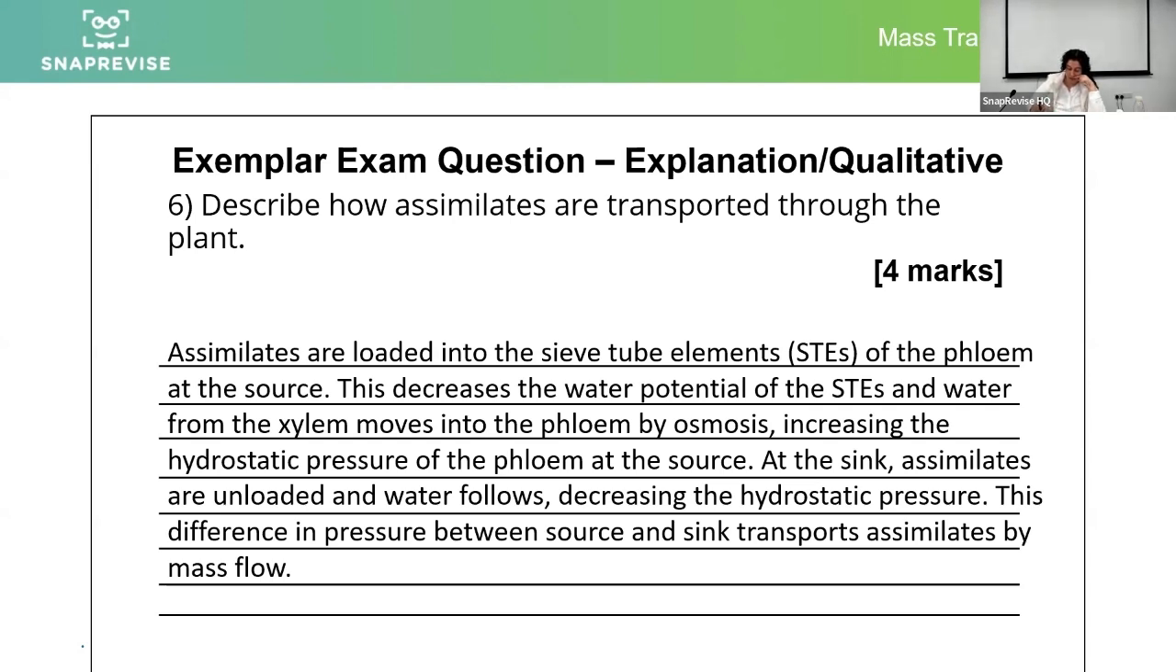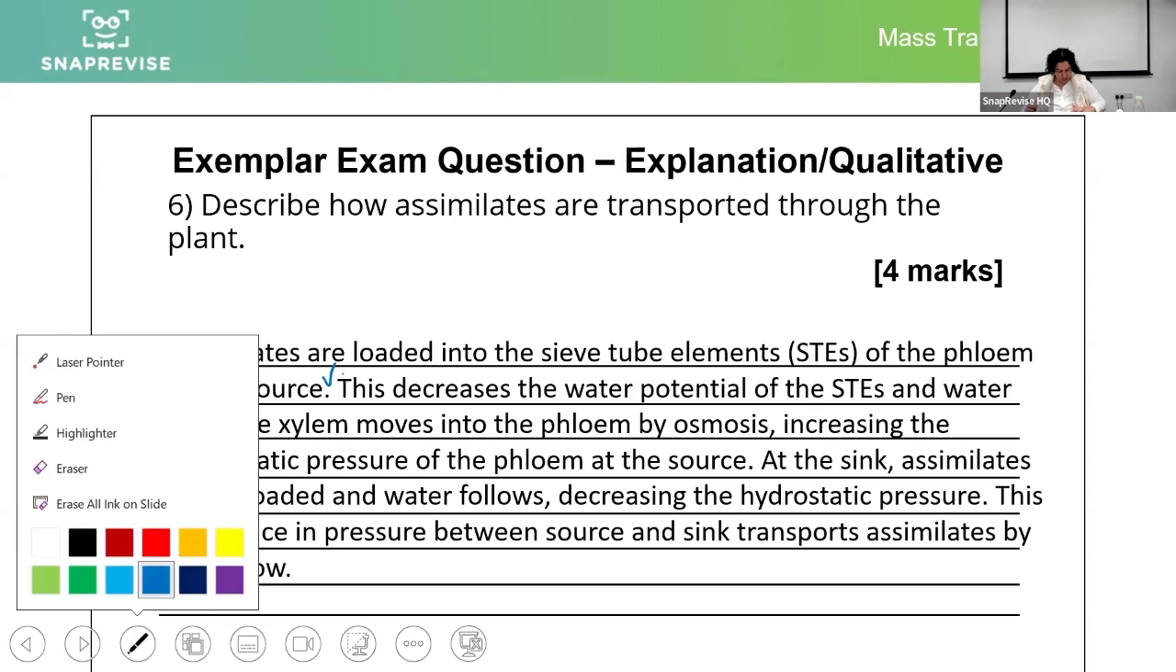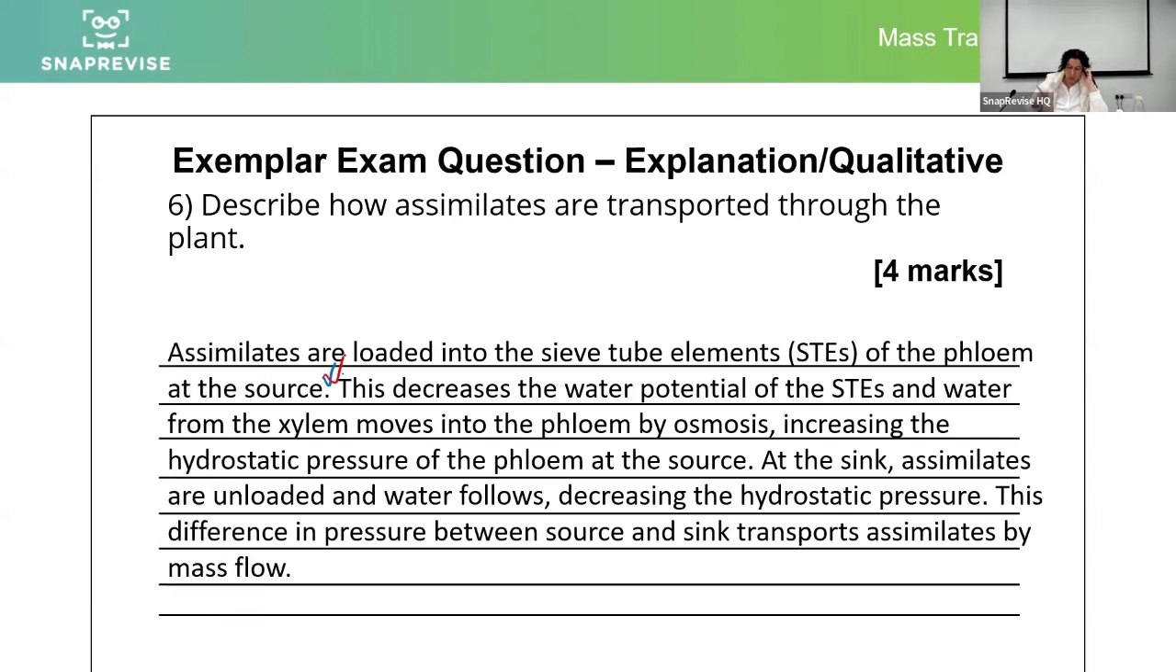So assimilates are loaded into the sieve tube elements of the phloem at the source, mark number 1. Just do it right, so it's a bit more obvious. What is the effect of that? It decreases the water potential of the sieve tube elements. That's 1 mark. And what's the consequence of that? Water from the xylem moves into the phloem by osmosis. That's another mark. Thereby, what's the result of that? Increases the hydrostatic pressure of the phloem at the source.